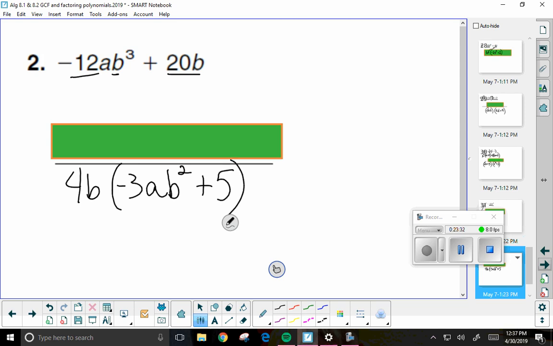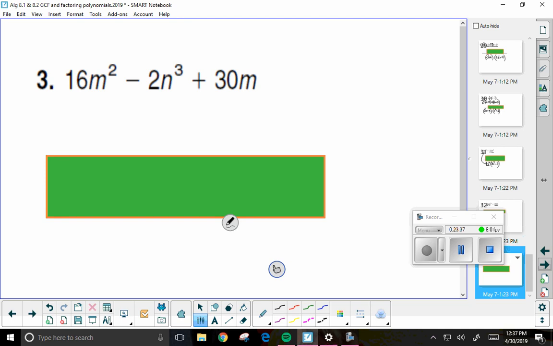Just a 5. And then, finally, our last example of the day is the greatest common factor in all of these. I don't see a common variable in all of them, but I'm just going to go with 2. And then I would multiply this. 8m squared will give me 16m squared minus, I just need an n cubed right here. And then right here, I'm just going to need a 15m.